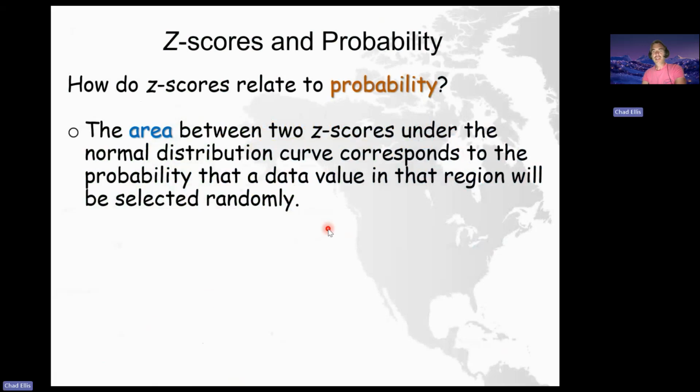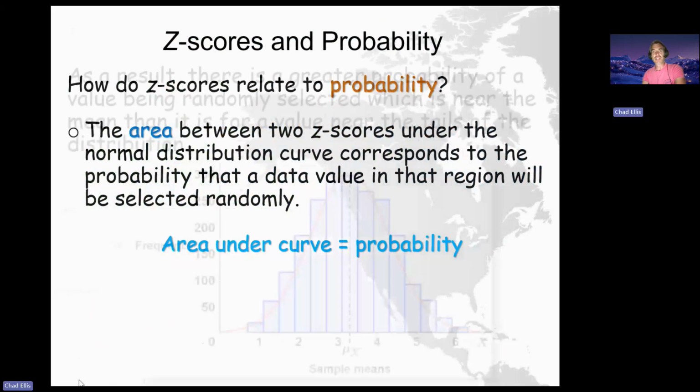So how do z-scores relate to probability? Well, we'll see that we're going to figure out the probability of the occurrence of some event by the area that is found between two z-scores. The main idea here is that the area underneath the curve within the normal distribution is equal to the probability, or the likelihood, of that score occurring. Don't worry, we're going to go through lots of examples to illustrate this.